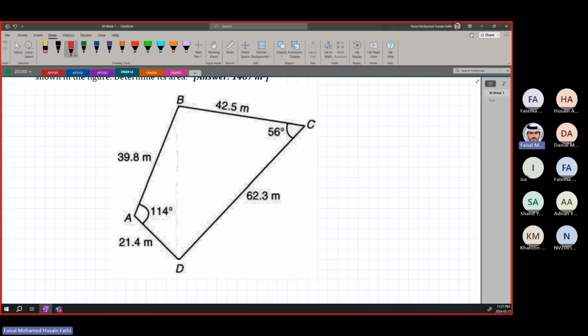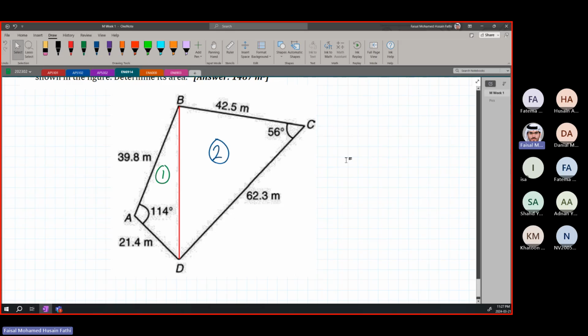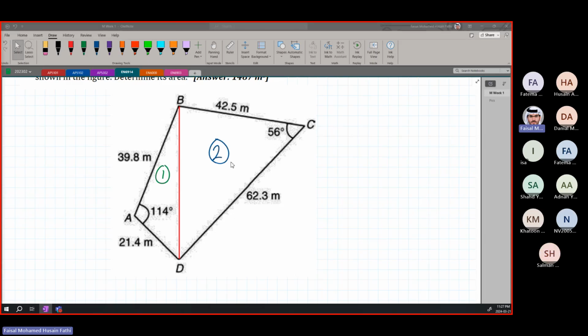So first thing, we're going to connect the two points, the two vertices that do not have an angle given in the question. We're going to connect them with a straight line. Now you see we have two triangles. We have triangle 1 over here, and we have triangle 2 over here. Okay? So this is the first step you do. And then we're going to solve this using all the trigonometry we know from the rules that we got.